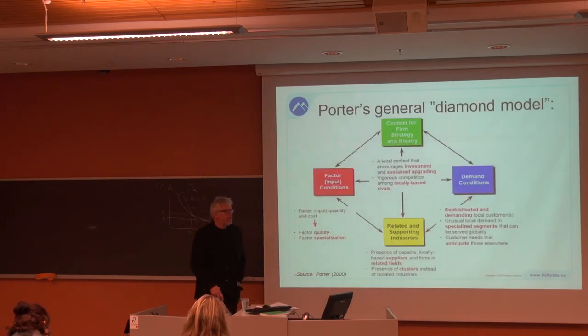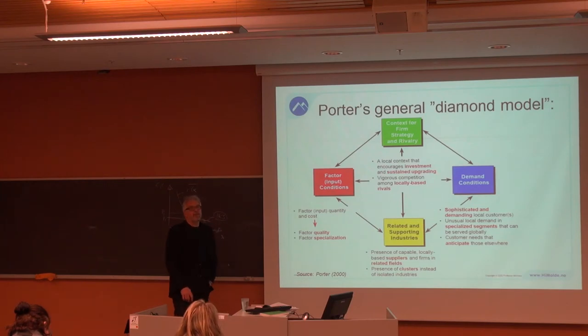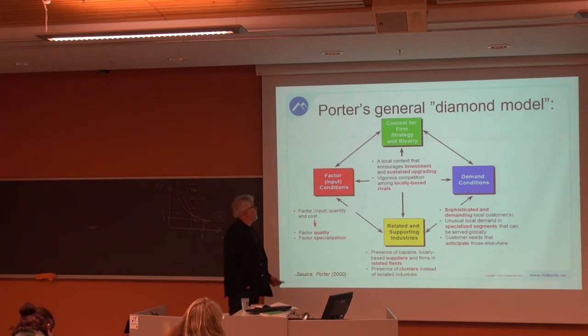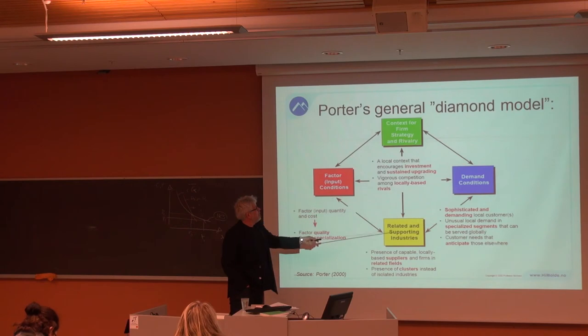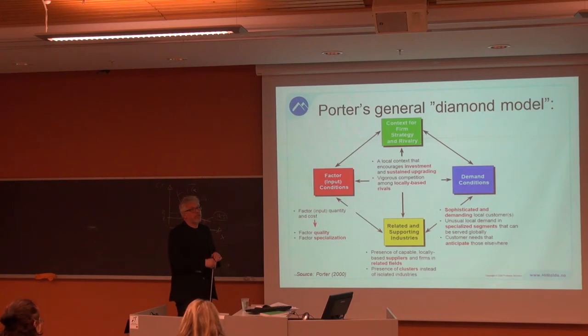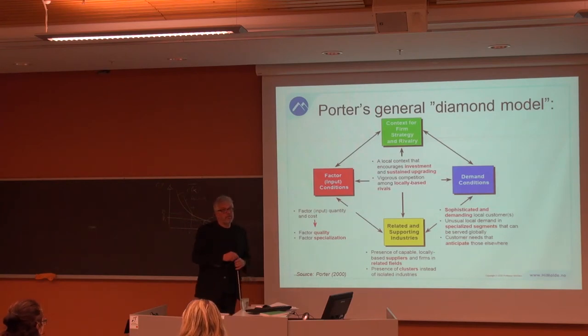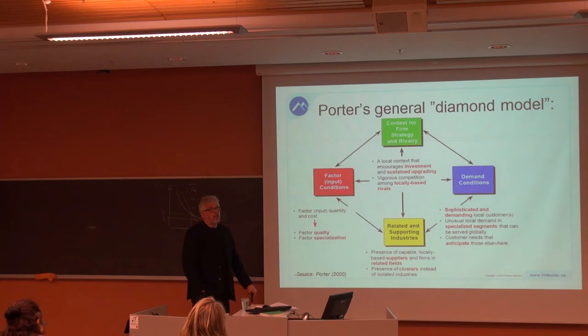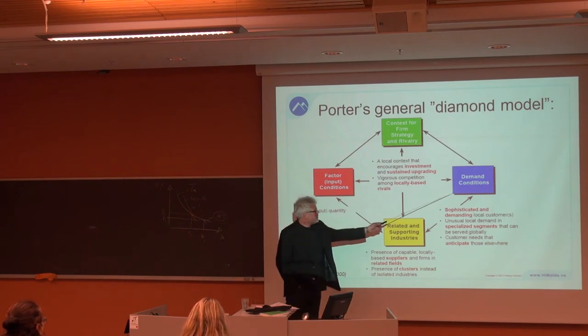And this can perhaps a bit easier be seen when we study this diamond model, which is quite well known. I think it was developed in the end of the 1990s. This is a set of main components in a model that can be said to explain why industry clusters can become more productive and successful. And let us start here with the demand conditions.